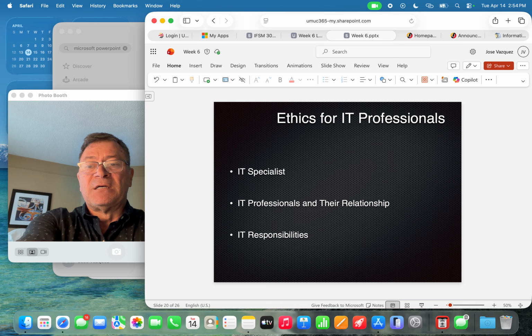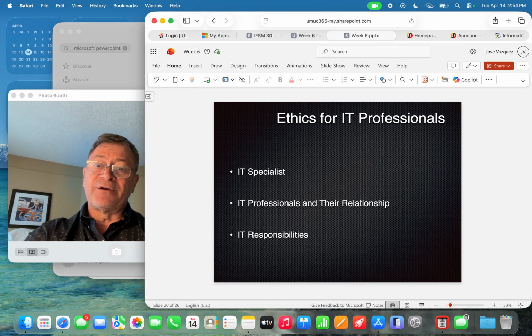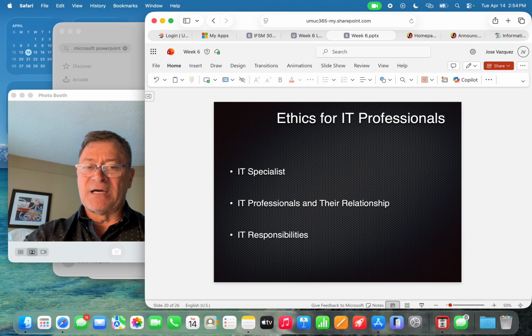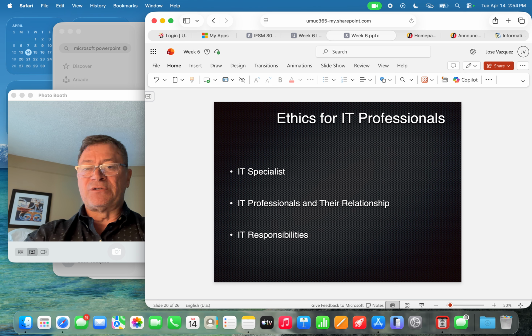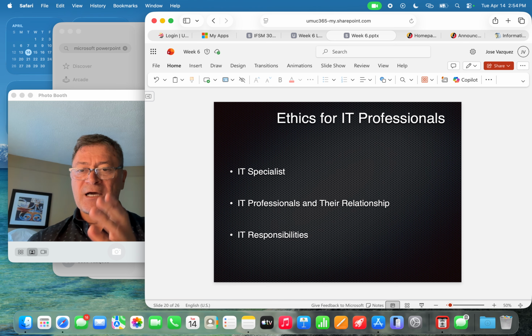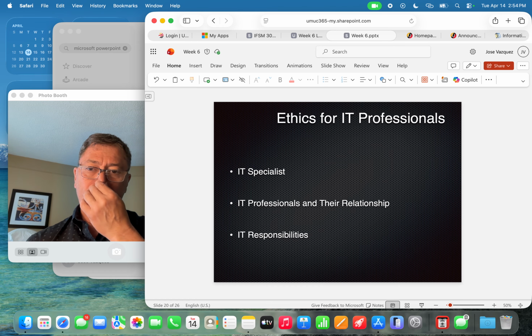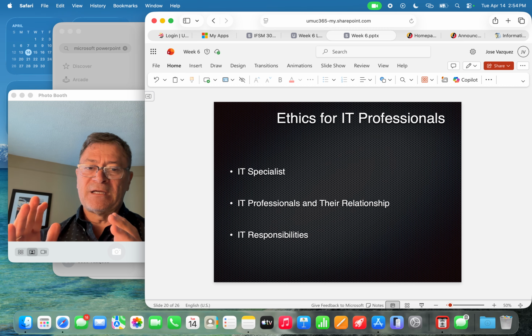IT specialist, there's kind of a hierarchy of professionals out there. There's IT specialists, those are the guys who are application developers, network designers, that kind of stuff. And then there are the ones that are more on the managerial side. So there's a technical side and then there's a management side. And depending on which track you're in, know that there's going to be a little more responsibility.